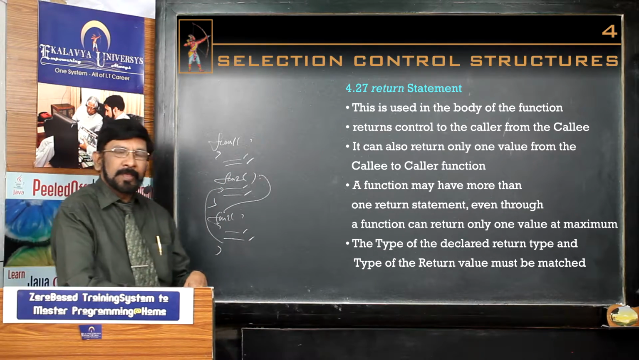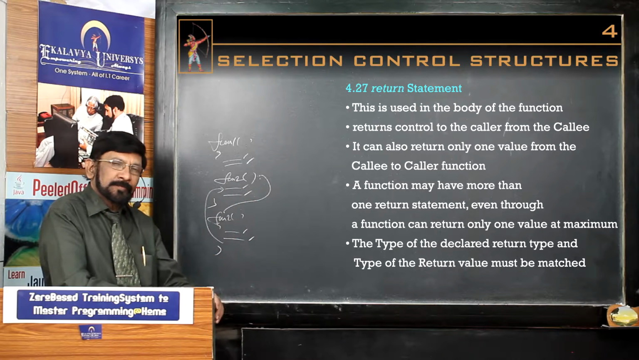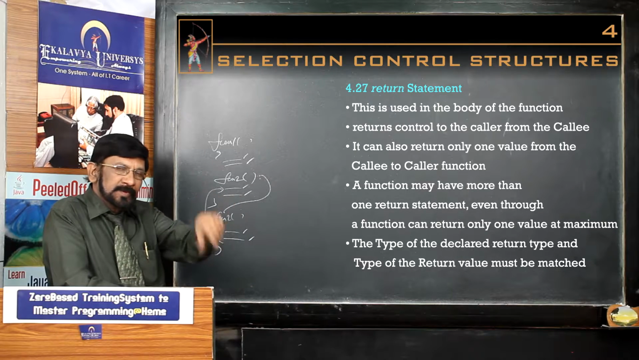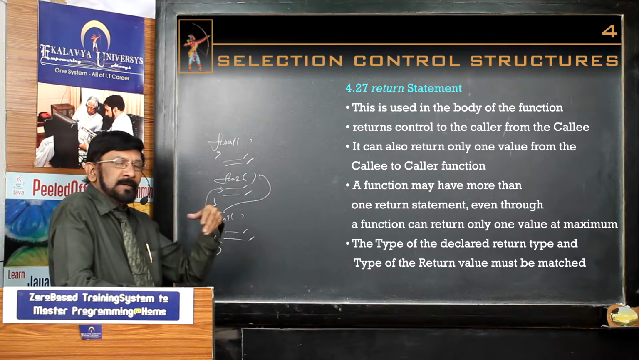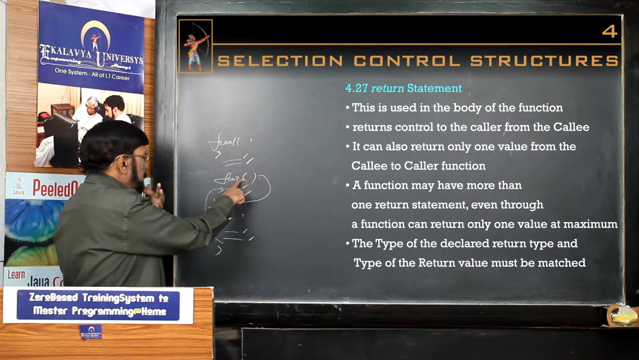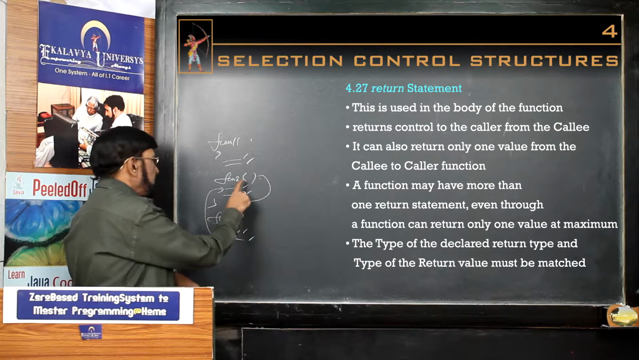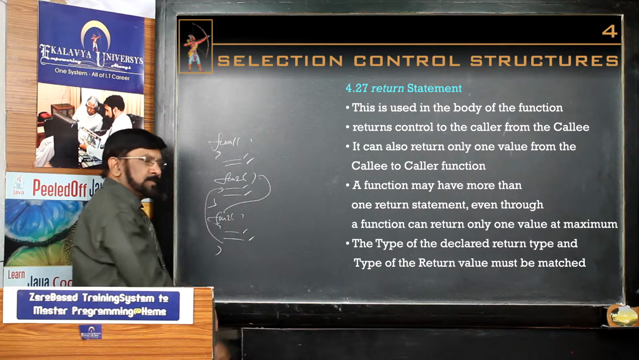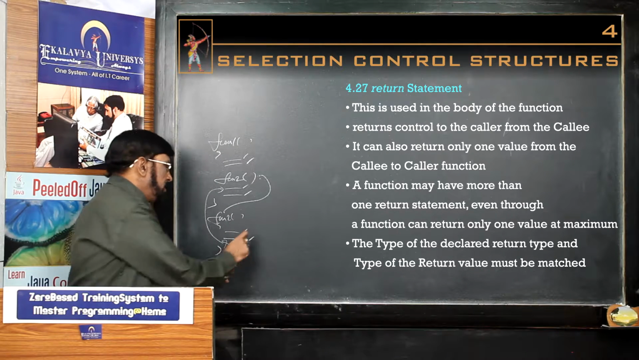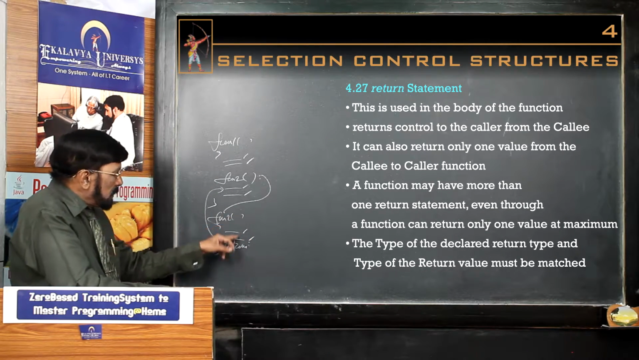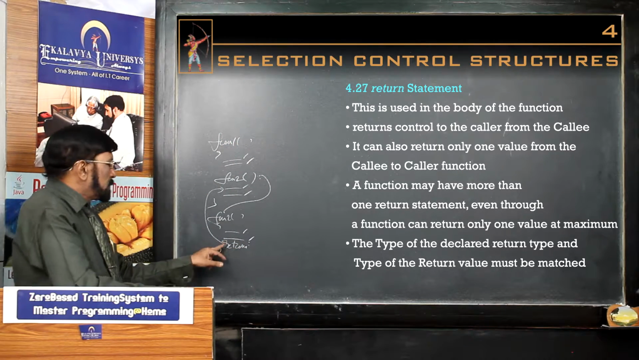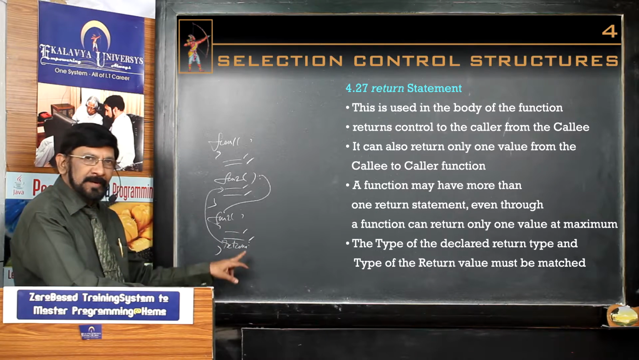This is the procedure. Suppose a contractor appointed a subcontractor. The subcontractor has to perform his job, which enables the main contractor to continue his job. The same thing here: whenever function 2 is called, control goes to function 2. After completion of this job, control should come back to function 1. For that purpose, we write a return statement.